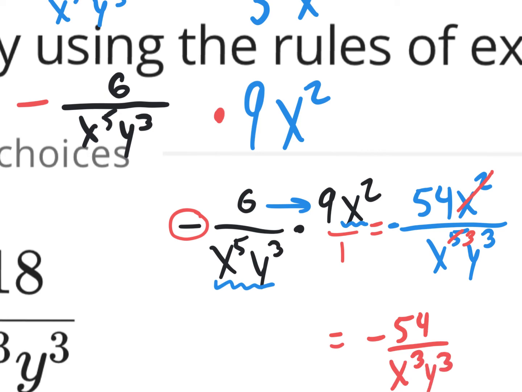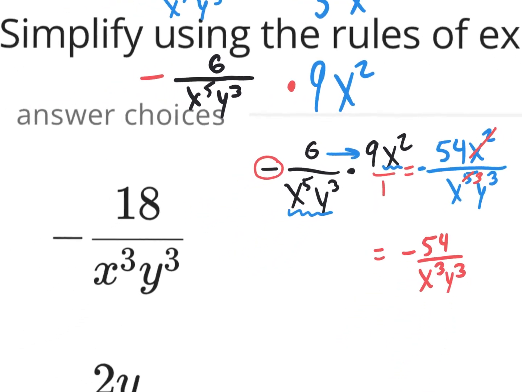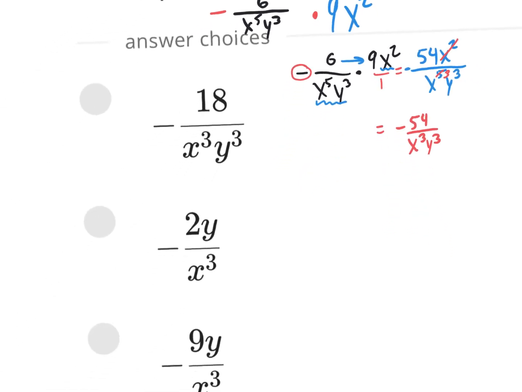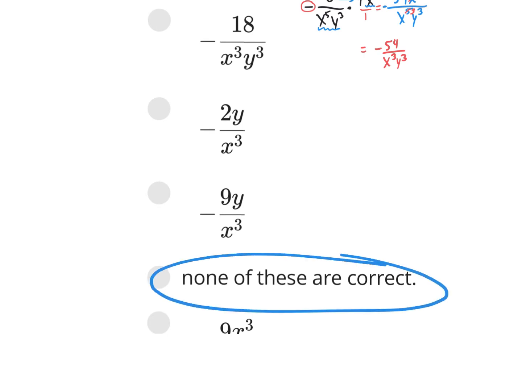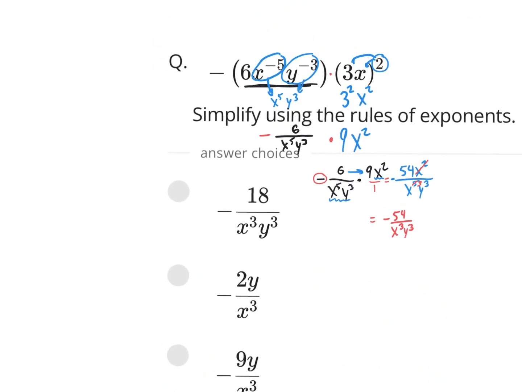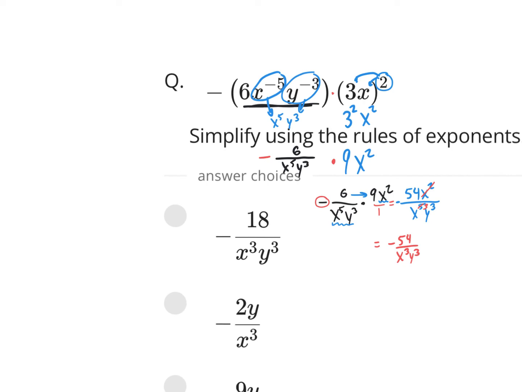Okay? And on the practice test, there is no multiple choice answer that matches that. That's why it is none of these. None of these are correct. Now there is a different explanation for it. Actually, not a different explanation, but there's a different path you could have taken.